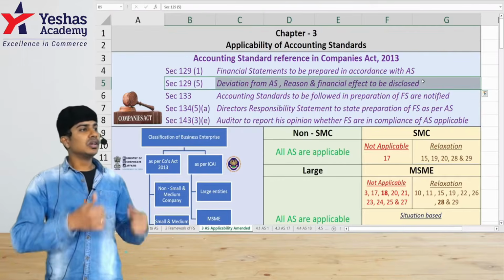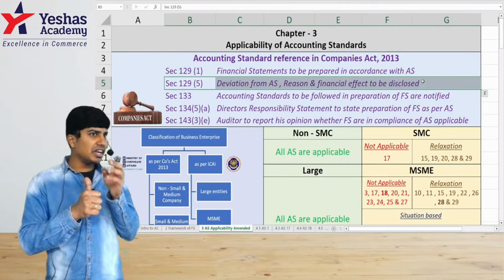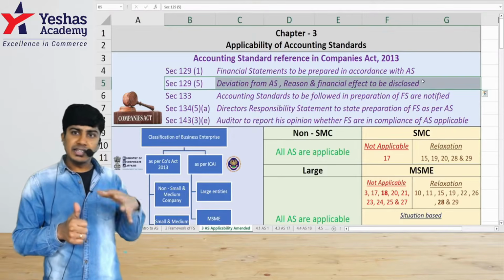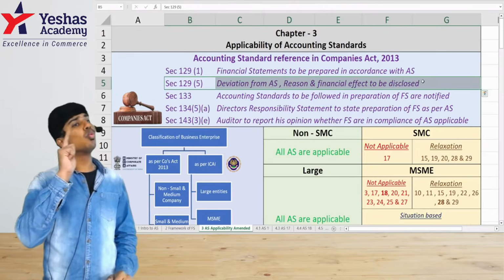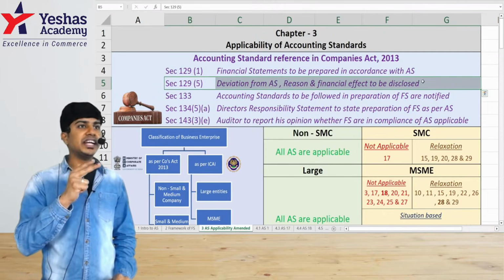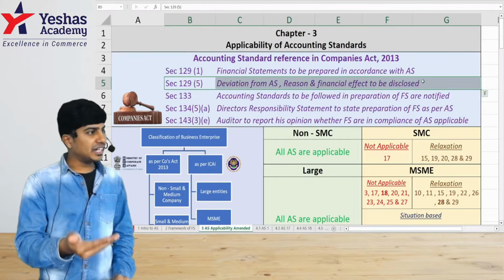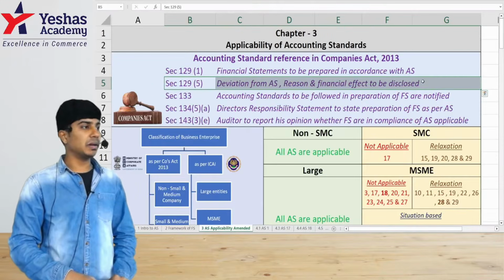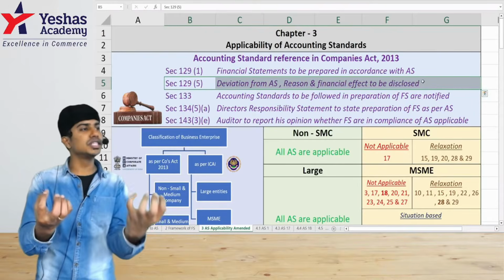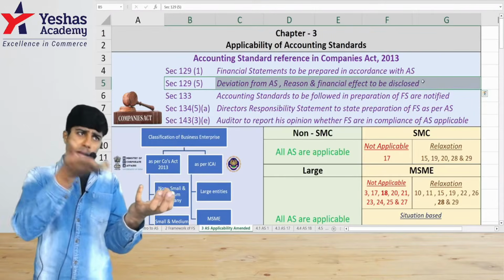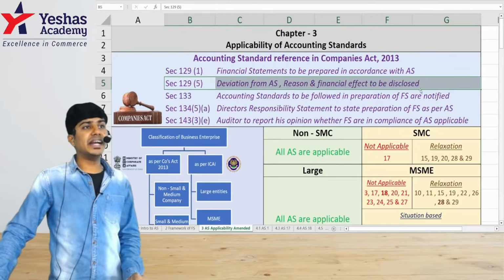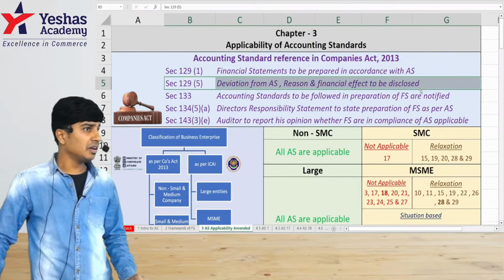What should you disclose? Number one, what is the deviation from the accounting standard? Meaning, what part of the accounting standard is it that you are not following? Number two, why are you not following what it tells? Number three, what is the financial impact on the financial statements for non-compliance? If you had followed, this would have been the amount. Because you did not follow, this is the amount of that item, impact on profit, impact on balance sheet, everything. All these disclosures are mandatory under section 129 subsection 5.